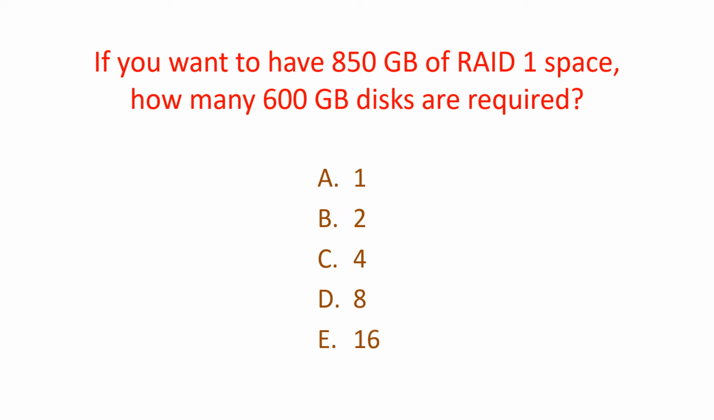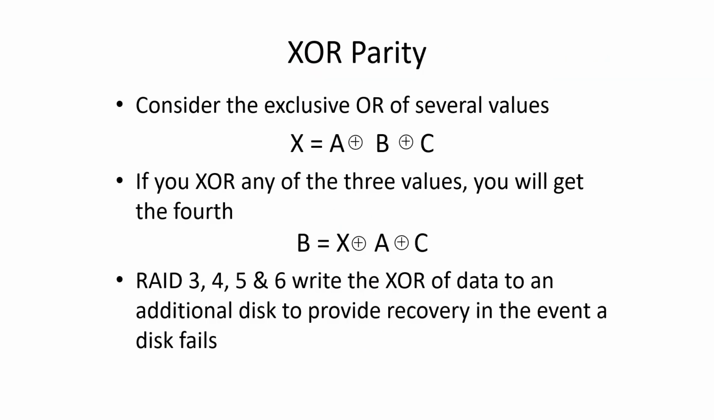And then if you want to use RAID 1 in order to provide reliability, it'll take another two 600 gigabyte drives to back it up. So that's 2 primary, 2 secondary for a total of 4.